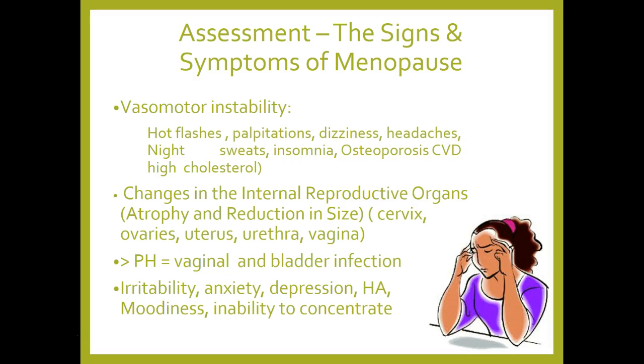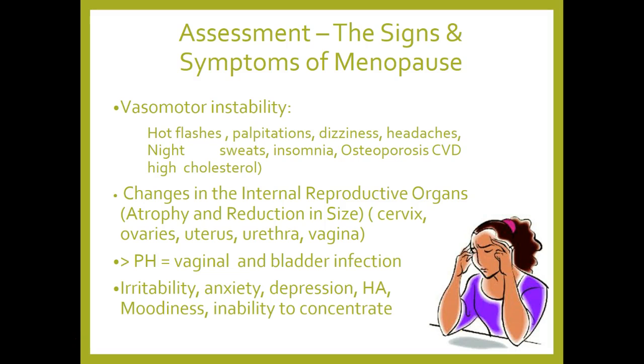What happens in menopause? Well, we've got to assess signs and symptoms, and some of us know in general what those are. You've heard people talk about them. These people have vasomotor instability. So they have hot flashes, palpitations, dizziness, headaches. They experience night sweats and insomnia. They are at risk for osteoporosis, cardiovascular disease. They have high cholesterol, some of them.